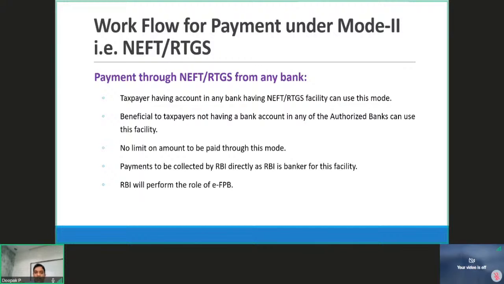So I have to give them a NEFT RTGS mandate form from my bank account to the SBI. SBI will take this challan, which is generated from the portal, in which I will mention NEFT RTGS. When you select NEFT RTGS, you don't have to select any bank. So when I select the option of NEFT or RTGS and go to SBI with my NEFT details from my Lakshmi Vilas Bank, they will do the NEFT and make the payment. No limit on amount to be paid through this mode also. Payments are collected by RBI directly, as RBI is the banker for this facility. So the EFPB will be the RBI and not the intermediary bank to whom I am going.